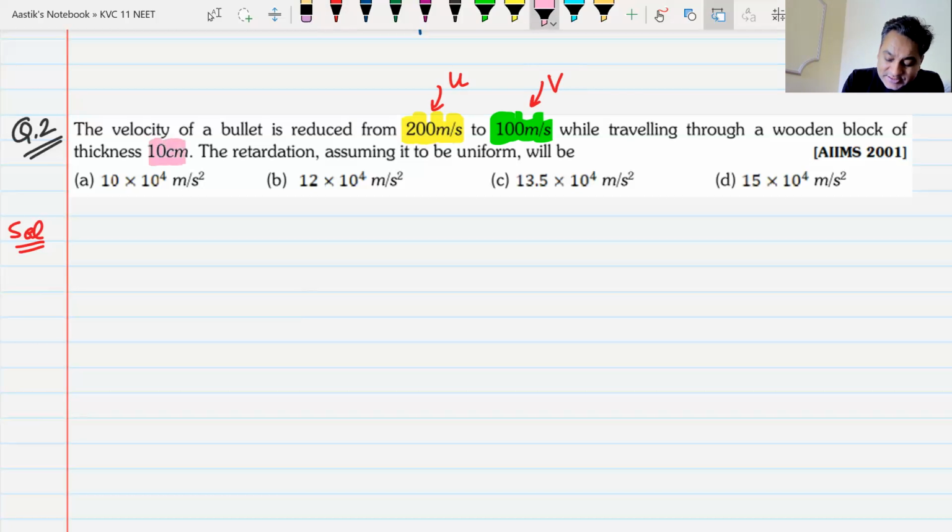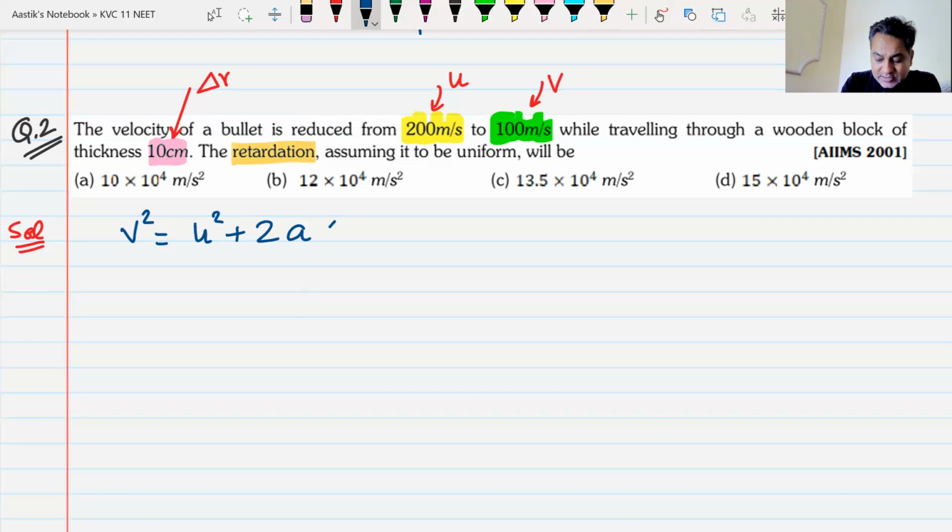Then what is this 10 centimeter? It is the displacement of the body. How much it has moved. Yes or no? And we have to find out the retardation. That means the acceleration. Which formula should I use? U, V, displacement is given. We have to find out retardation. Which formula should I use? And the answer is V square is equal to U square plus 2 times A into delta R. Do we understand this?